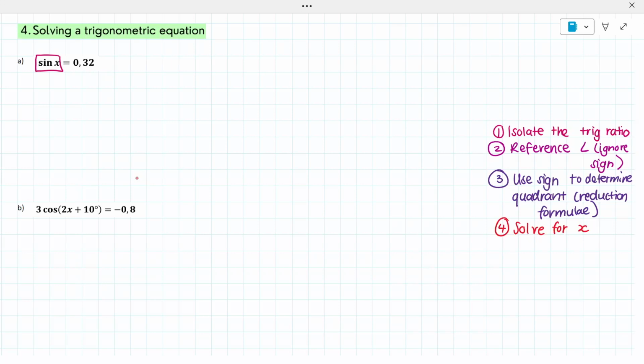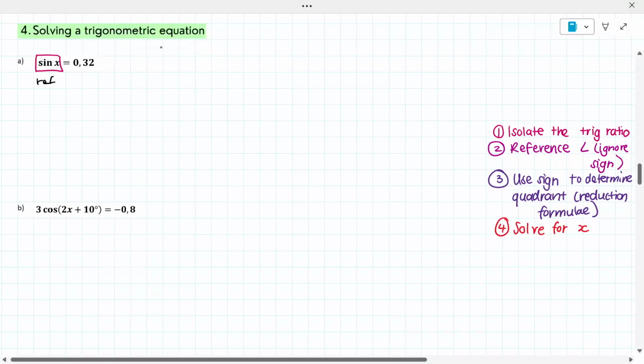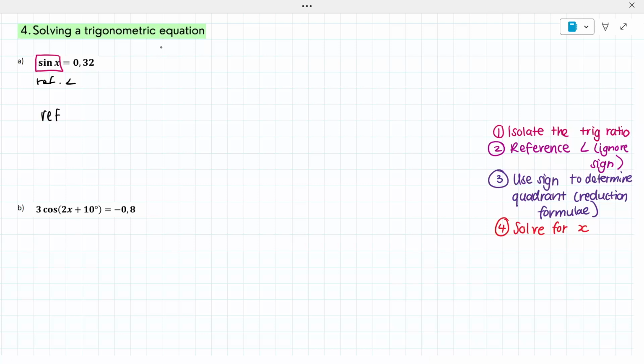So we're going to start with question A, which is nice, easy, straightforward, nothing complicated. You did this in grade 10 when you first started trig equations. So the first thing we do is isolate the trig ratio. That's already done for me. So the next thing that I need to do is work out my reference angle. I'm sorry about the writing. I don't know what's happening. We're just going to roll with it. So, okay, let's go down here.